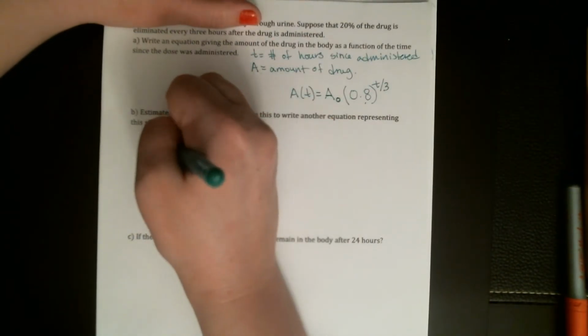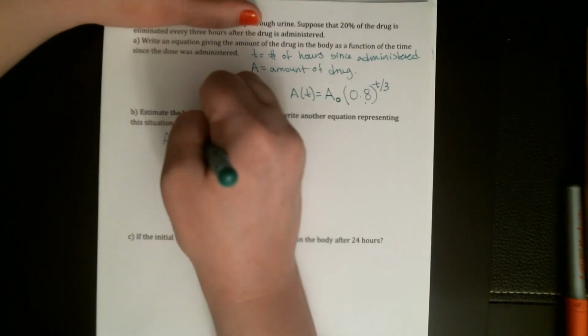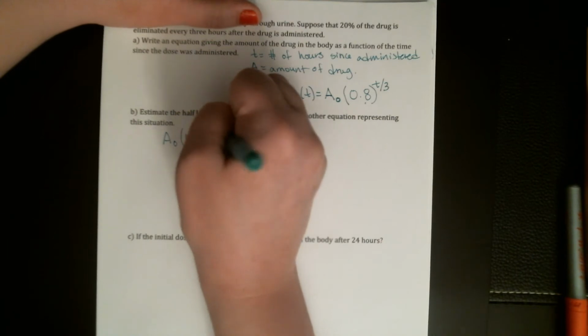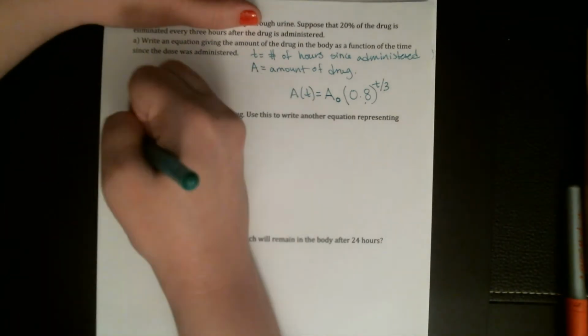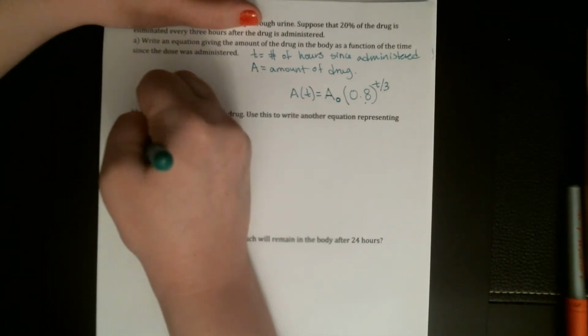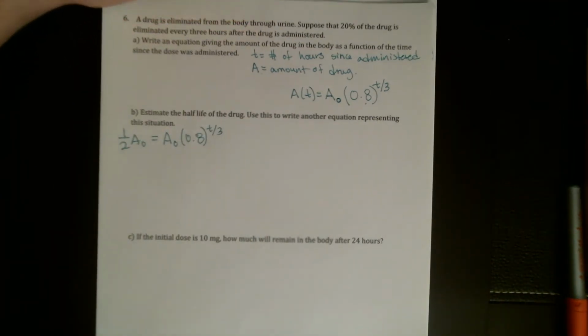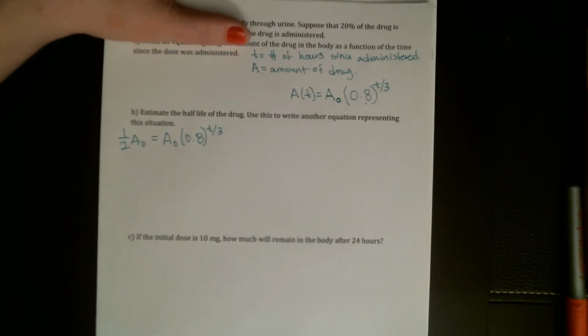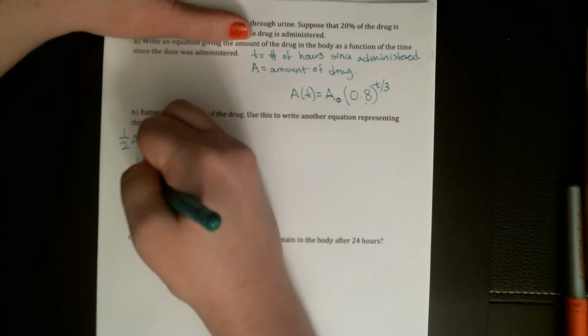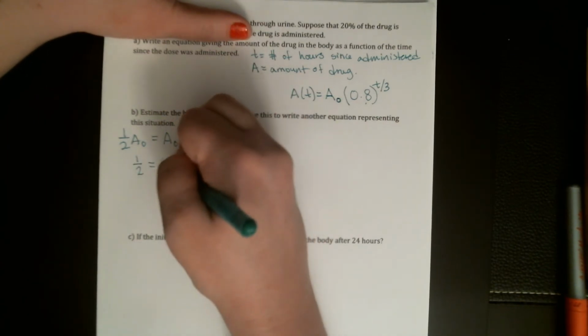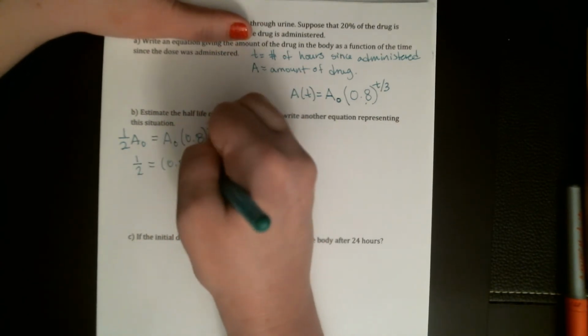So we want to know when A of T is going to equal half A naught. Okay, so we do have this extra variable. We're solving for T. Half-life is time it takes to cut in half. But the A naughts end up not giving us any trouble because your very first step can just be to divide both sides by that A naught, and you're left with 1/2 equals 0.8 to the T over 3.